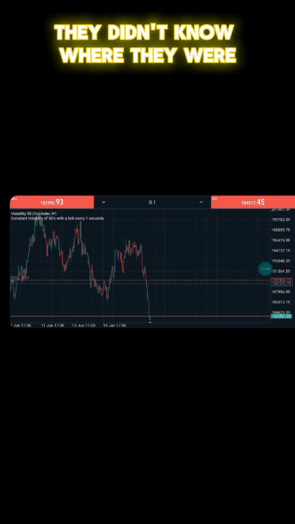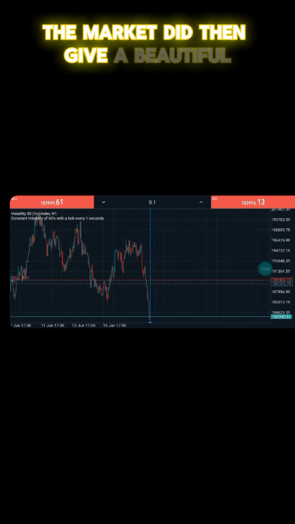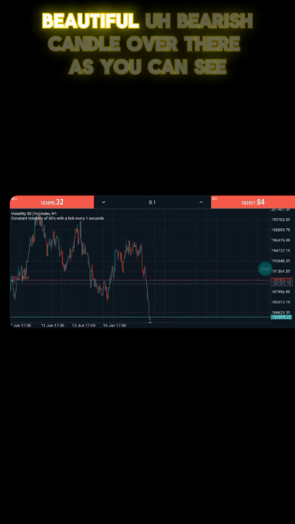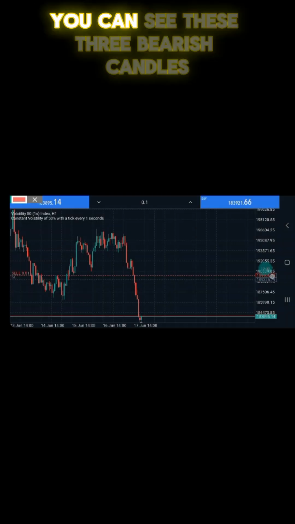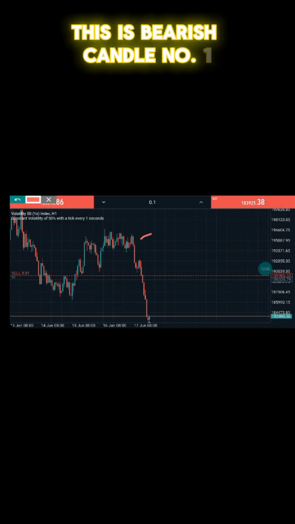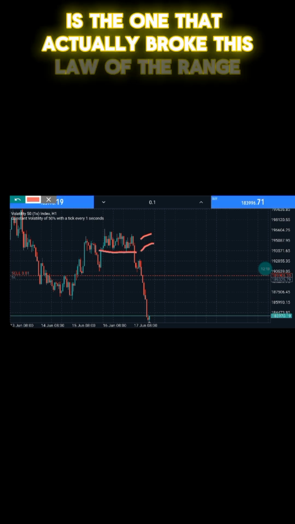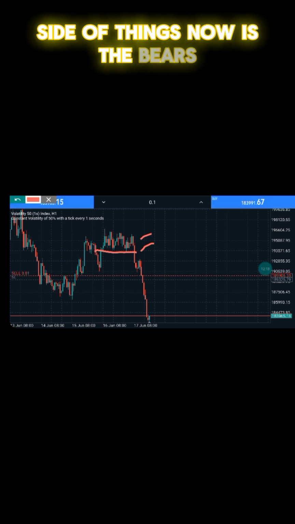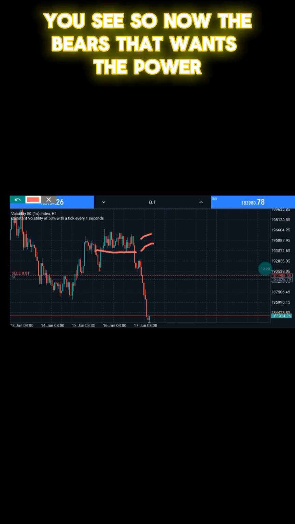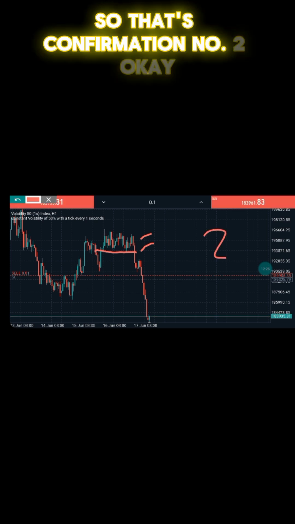They didn't know where it wanted to go, buyers or sellers. But then eventually the market gave a beautiful bearish candle over there. If you look closely, you can see these three bearish candles. This is bearish candle number 1, number 2, and bearish candle number 2 is the one that actually broke the low of the range, showing that we're out of the range, and the powerful side now is the bears. So now the bears are the ones with the power, meaning that we're selling. So that was confirmation number 2. Okay, cool.